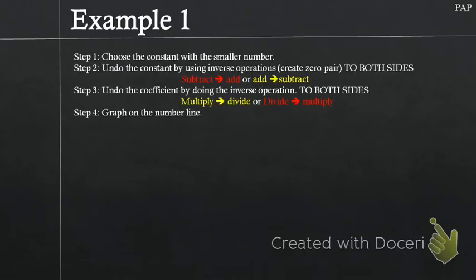First example, you're going to choose the constant with the smaller number. Our constant with the smaller number is the 11, or you choose a constant on the same side as the variable. So you're going to undo the constant by using inverse operation. This is plus 11, our inverse is to subtract 11, and you're going to do it to both sides.